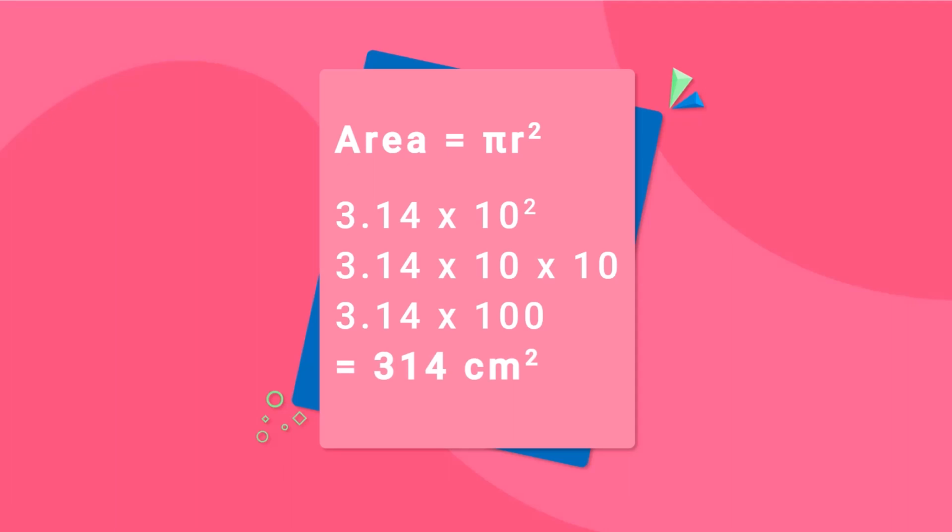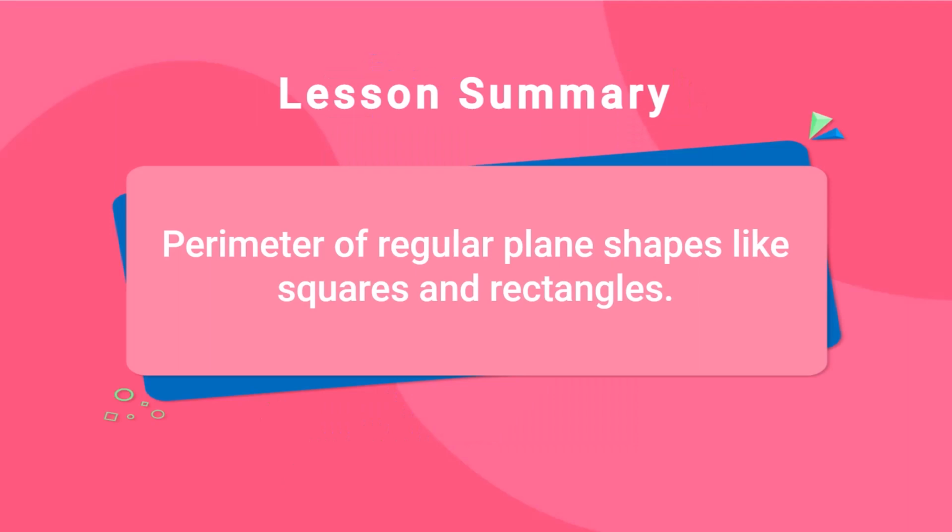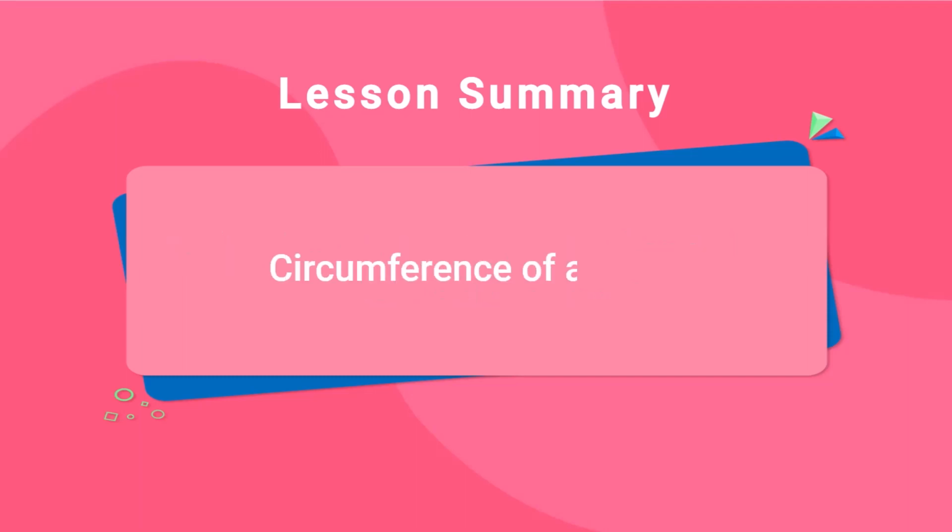Good job, everyone! With that, we've come to the end of the lesson. Today, we learned how to find the perimeter of a regular plane shape like squares and rectangles. We also found the circumference of a circle. We learned all about the area of plane shapes. And finally, we saw how to find the area of a circle. In our next lesson, we'll find the area and perimeter of irregular plane shapes.